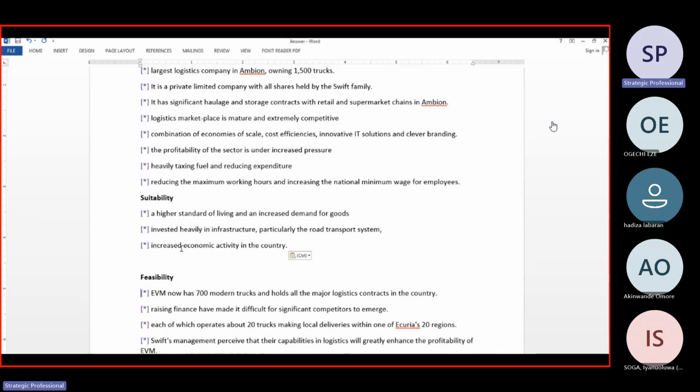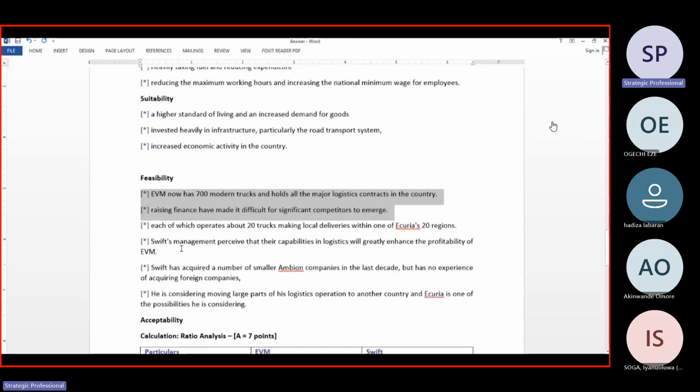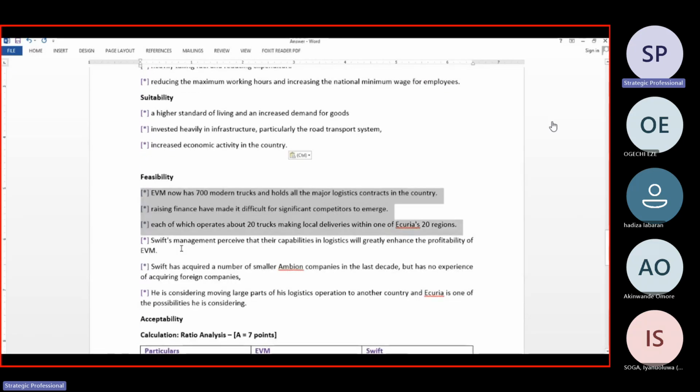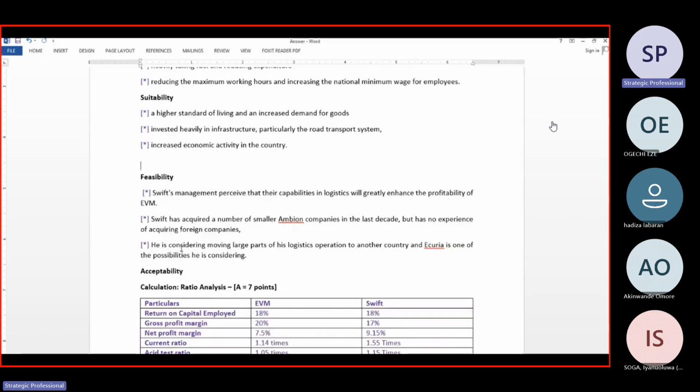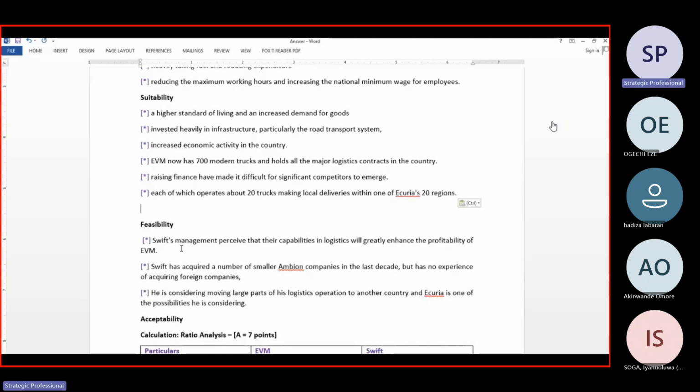EVM also has a large number of trucks. We also have a large number of trucks, and the number of competitors is very small. Even so, they have only 20 trucks, so somewhere they are not able to make a lot of profit. The other small companies are not able to make a lot of profit, so our company can make a lot of sales here.